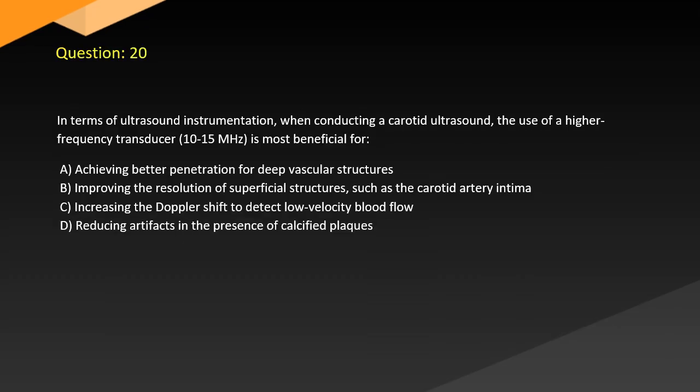Question 20. In terms of ultrasound instrumentation, when conducting a carotid ultrasound, the use of a higher frequency transducer (10-15 MHz) is most beneficial for: A. Achieving better penetration for deep vascular structures. B. Improving the resolution of superficial structures, such as the carotid artery intima. C. Increasing the Doppler shift to detect low-velocity blood flow. D. Reducing artifacts in the presence of calcium plaques.